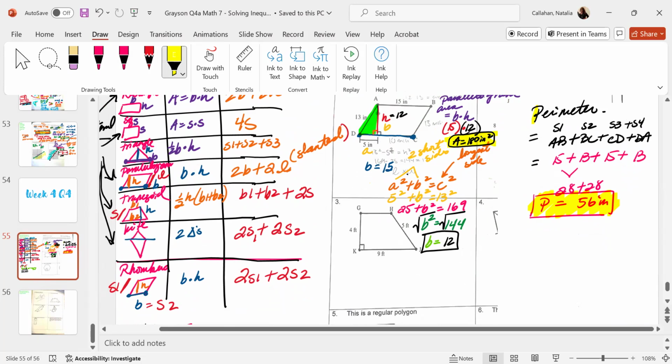Okay. You could have found the perimeter without even using the Pythagorean theorem for B. You know what I mean? But for the area, you got to have B. Okay. All right. What shape is number 3?